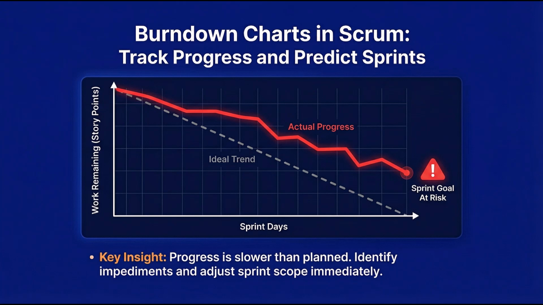Pattern number 4, consistent late delivery. The opposite problem. Sprint after sprint, work remaining never reaches zero. What does it mean? The team is chronically overcommitting, estimates are too optimistic, or there are systemic impediments.